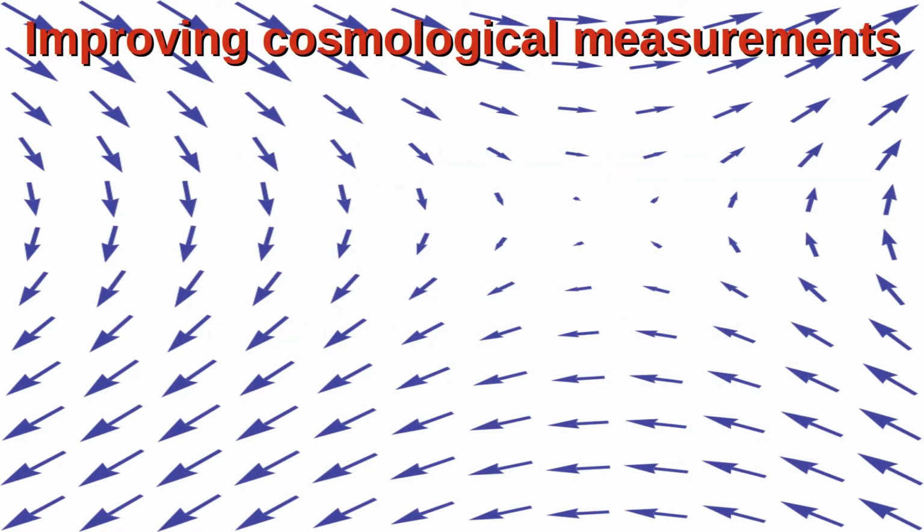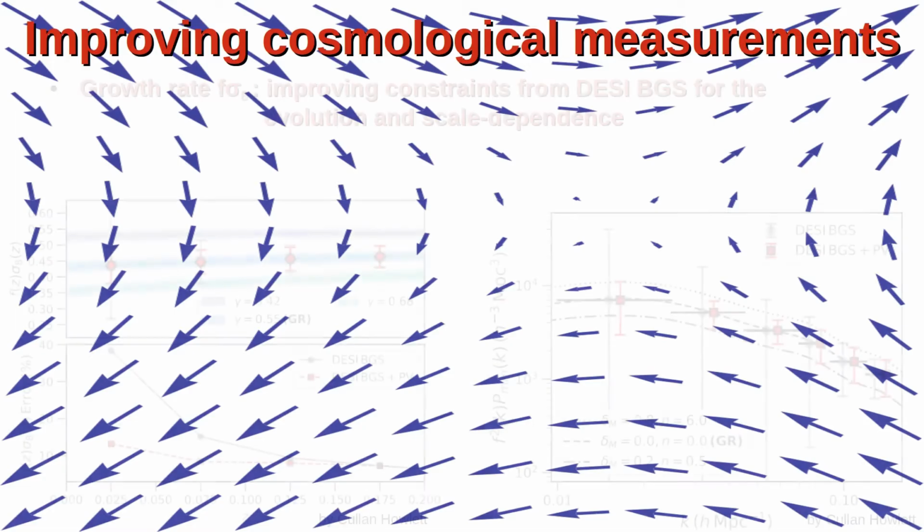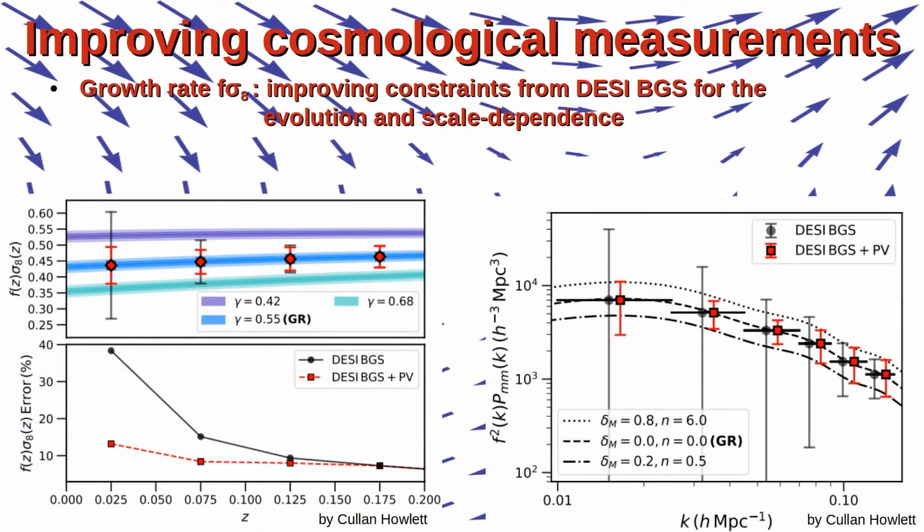Since after all, DESI is primarily a cosmological experiment, we need to be able to do something more than just some fancy plots with our peculiar velocity survey. Howlett used a pessimistic estimate of only our fundamental plane targets to estimate the improvement in the f-sigma-8 measurements for low redshift DESI targets. We found that at these ranges, we can tighten the constraints on the growth rate f-sigma-8 by more than 30%.